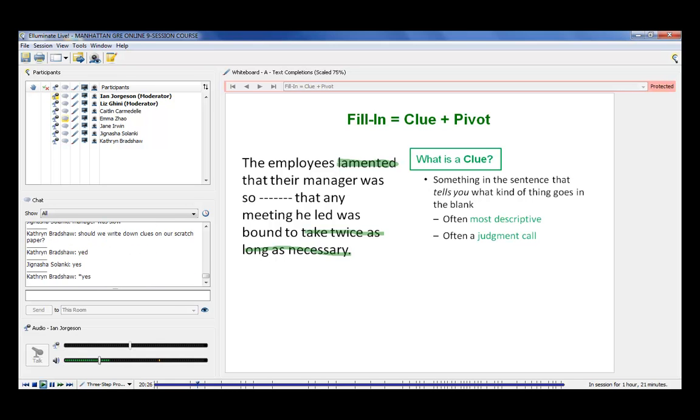All right, so let's talk about the pivot. Are there any pivots in this problem? Any pivots here that help us know which direction we're going with this one? And if so, what do you think?